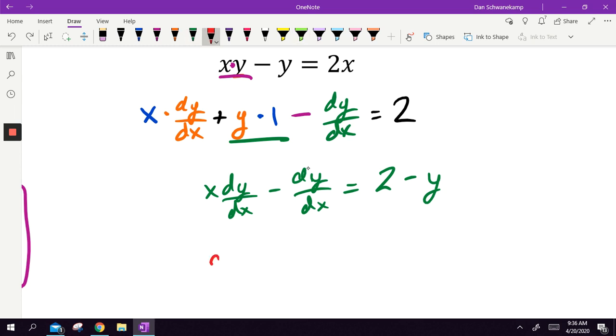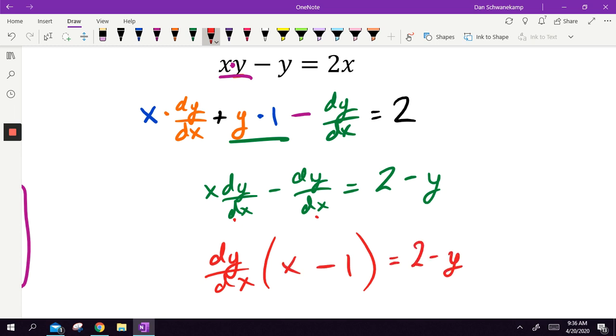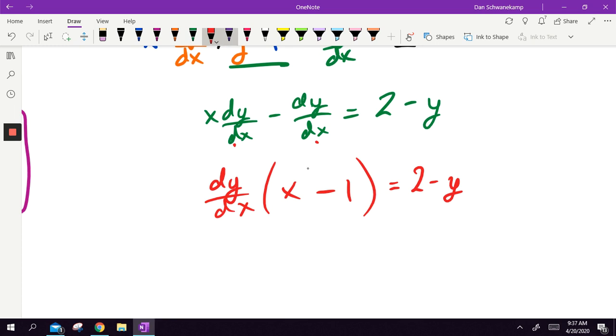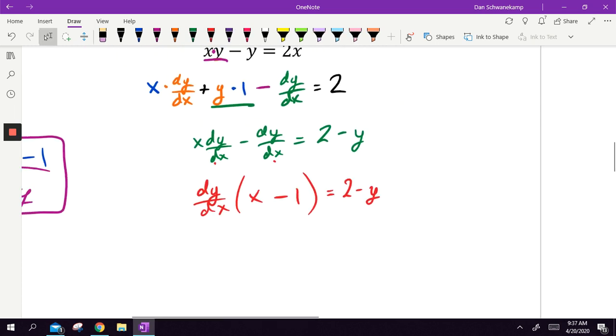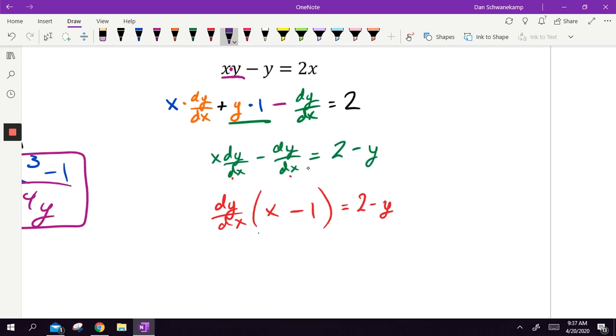Well, I can factor dy over dx out of both of them. They both include it. So I'm going to factor it out, and then I'm going to be left with x minus 1. Well, why did I do that? Because now it's going to be really easy to get dy/dx by itself. What I'm going to do now is just divide by x minus 1.